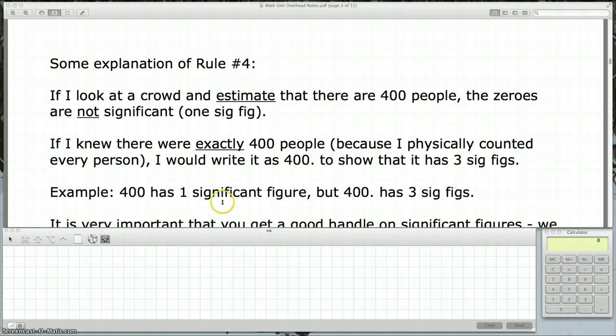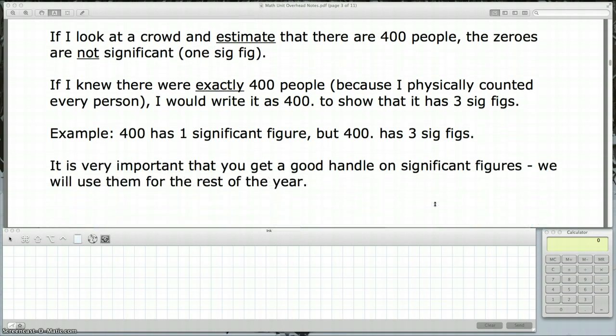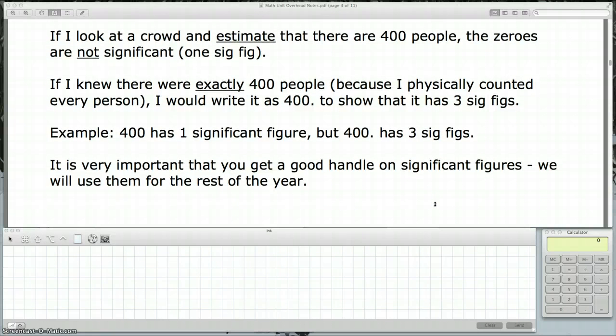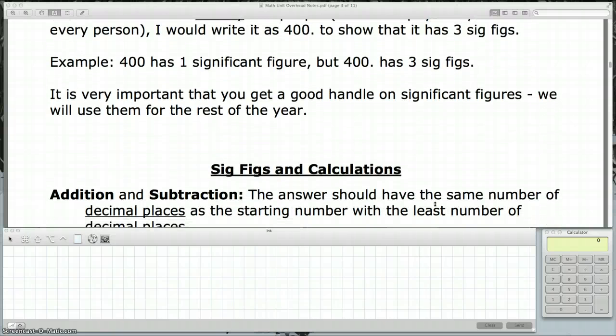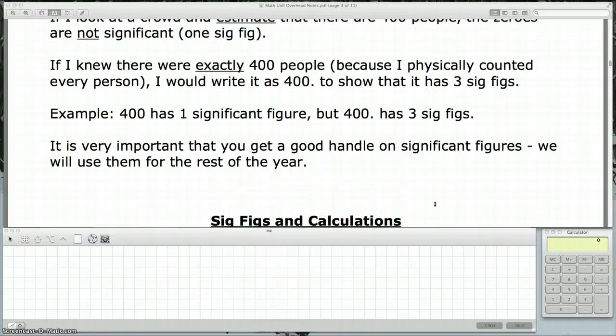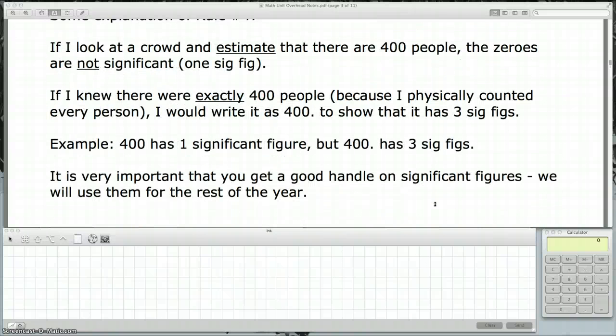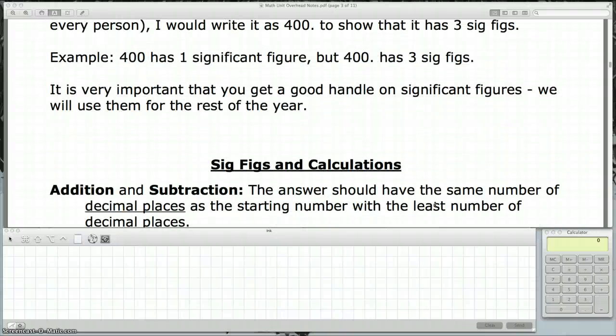So, again, the example 400 without a dot has 1 sig fig. 400 with the dot has 3 sig figs. It's very important you get a good handle on sig figs. We will use them the rest of the year. So now that we know how to figure out if a number is a sig fig or not, we need to apply this to some of the math we'll be doing.